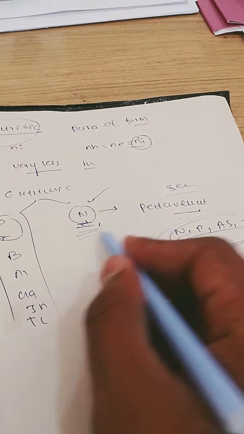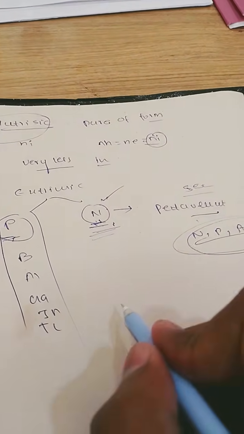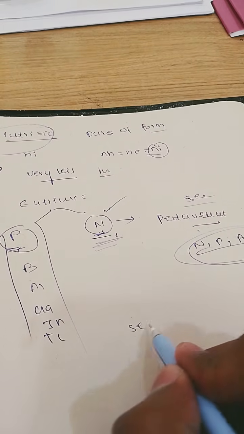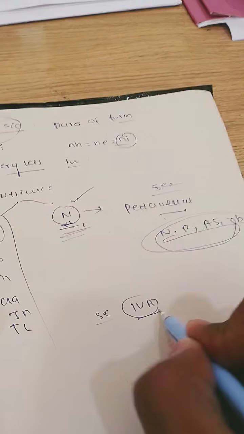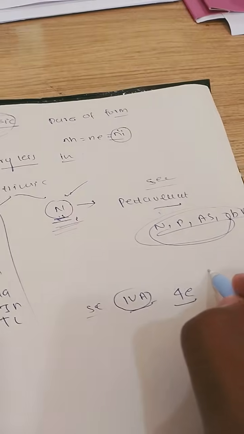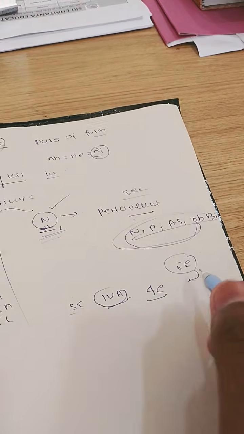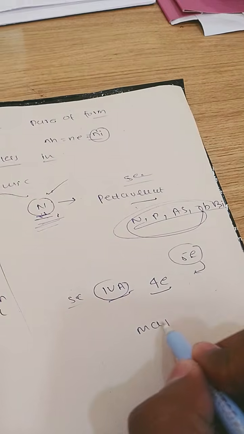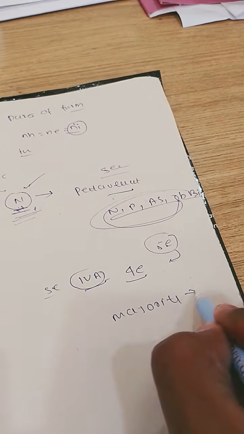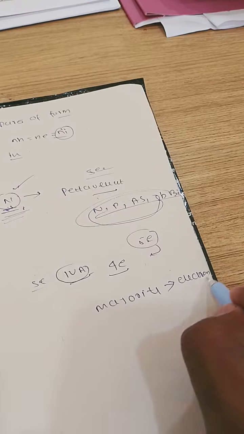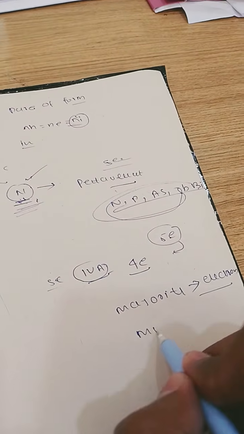Okay, in n type semiconductors, we know that semiconductors belong to the fourth A group elements. They have 4 valence electrons, but here pentavalent means 5 electrons. Here there is one extra electron, so the majority carriers are electrons. I repeat once again, majority carriers are electrons, minority carriers are holes.